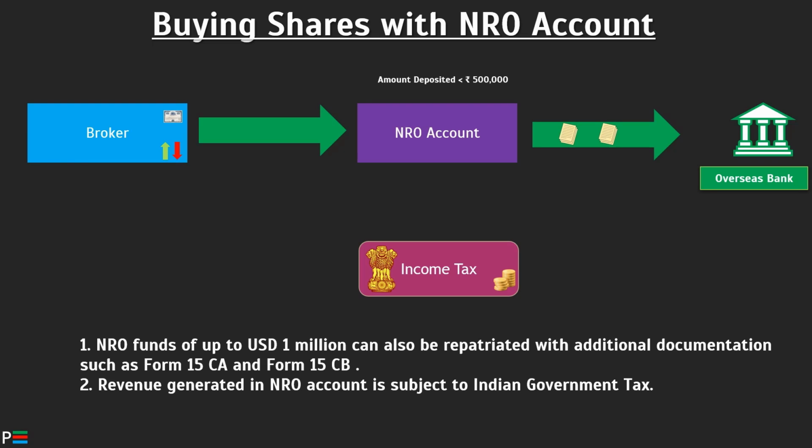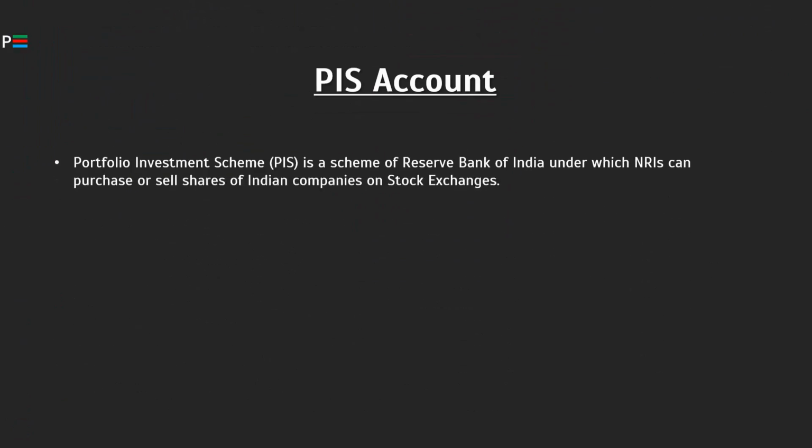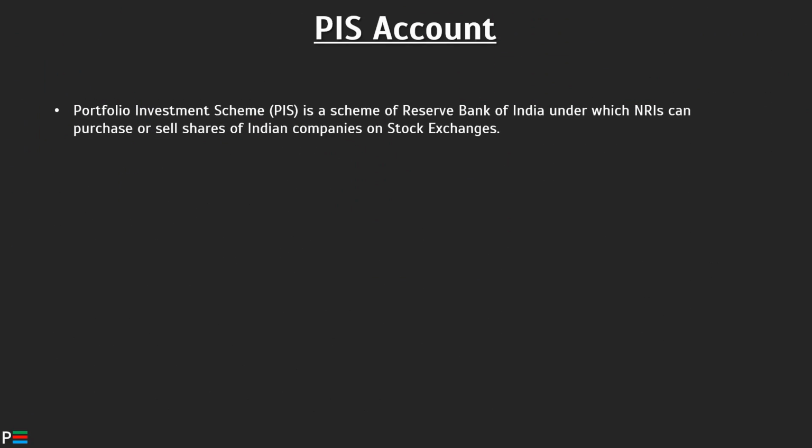Now that you know the primary difference between an NRE and NRO account for your trading, you can use this information to decide whether you want to invest through an NRE account or an NRO account. So the next account is the PIS account. PIS stands for Portfolio Investment Scheme.